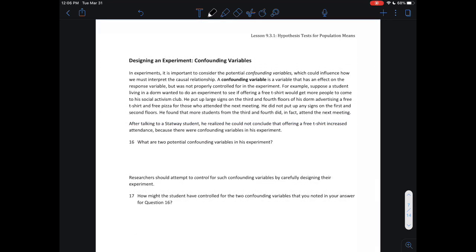Designing an experiment. Confounding variables. In experiments, it is important to consider the potential confounding variables, which could influence how we must interpret the causal relationship. A confounding variable is a variable that has an effect on the response variable, but was not properly controlled for in the experiment. For example, suppose a student living in a dorm wanted to do an experiment to see if offering a free t-shirt would get more people to come to his social activism club.